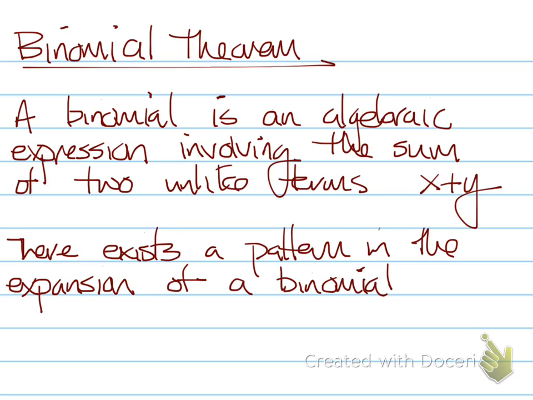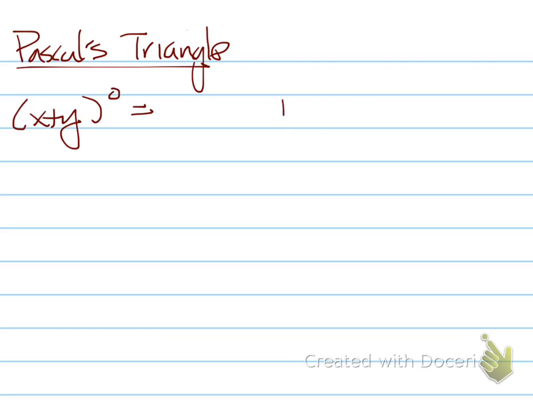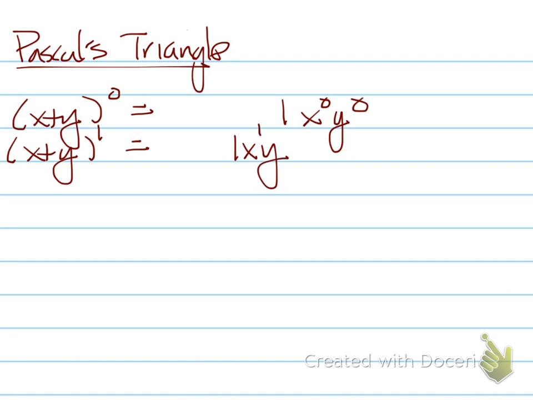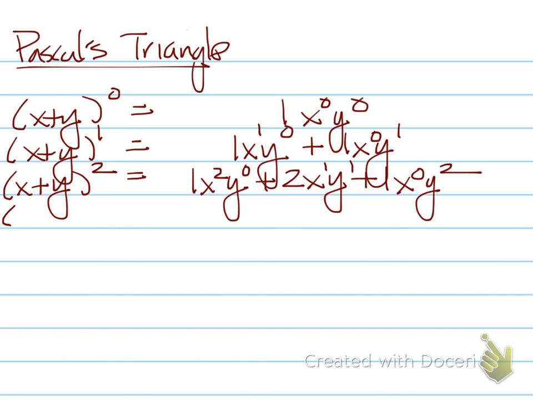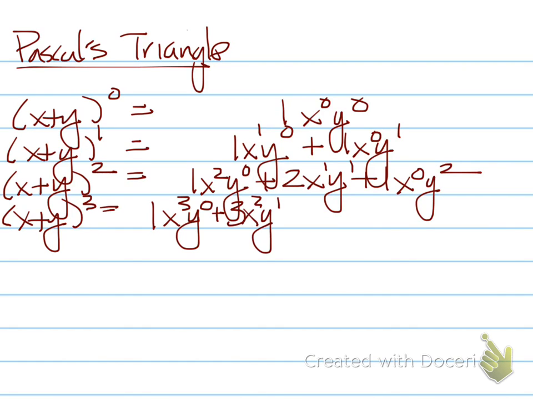There exists a pattern in the expansion of a binomial. You can use Pascal's triangle to observe that pattern. As you can see, whenever you raise a binomial to increasing powers, you form a triangle, and the terms on the sides of the triangle, the coefficients, are always ones.